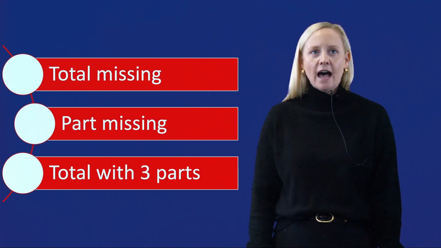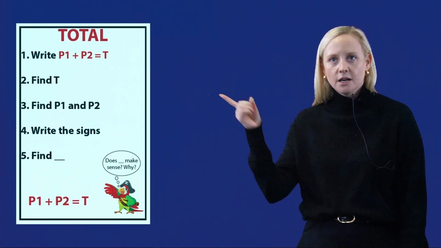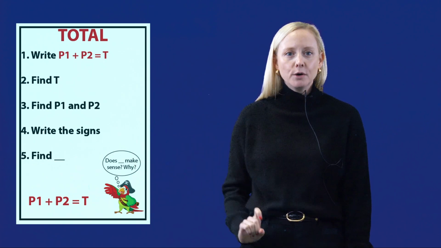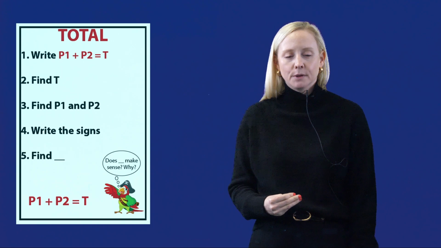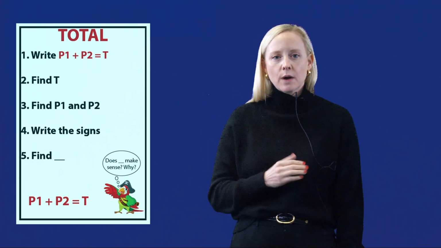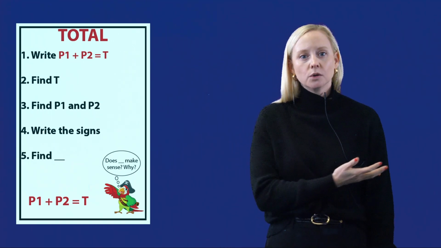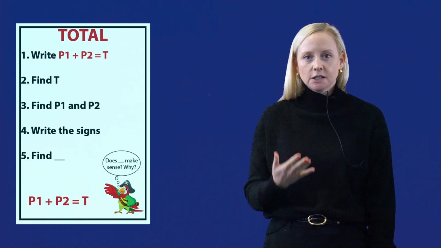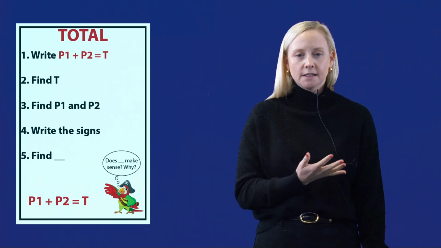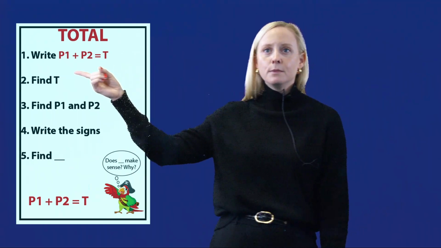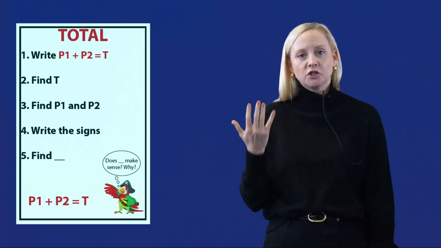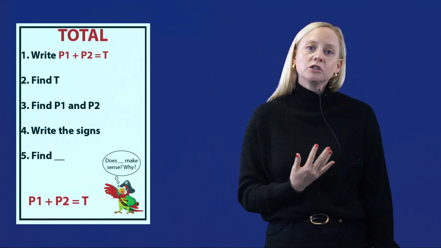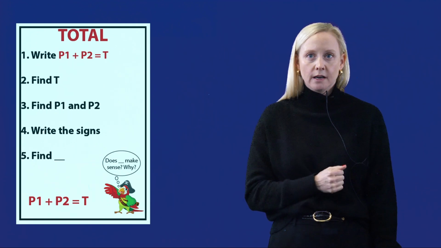So let's take a look at a total problem where the total is missing. Here, we are going to go through our total poster as we work through each of these 3 word problem examples. So here, the student will write P1 plus P2 equals or is the same as T. That stands for part 1 plus part 2 is the same as the total. Then they will move to step 2. They find the total. The total might be missing, in which case we would put a blank, or the total could be known, in which case we would put a number.